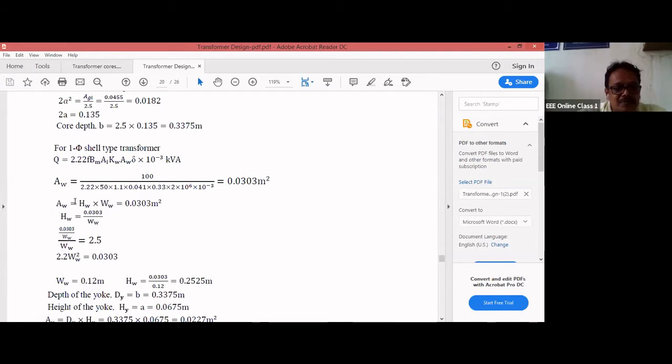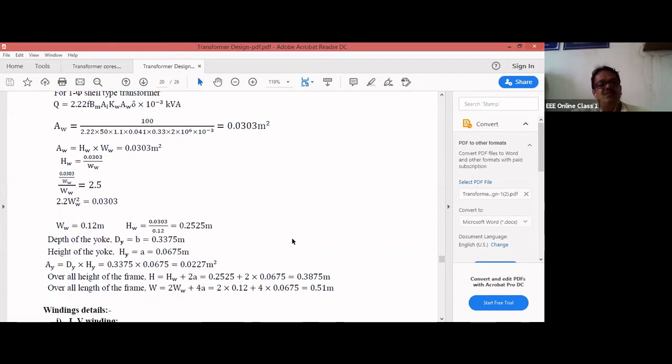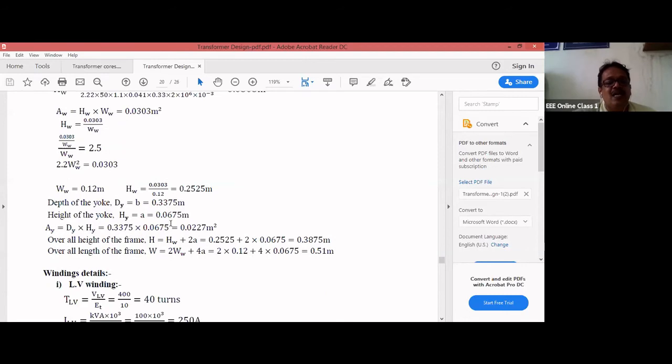What is HW from this equation? This is HW. Substitute here. So what can I get? I can find out WW and I can find out HW. Once you find out the width of the window and the height of the window, what can I calculate?